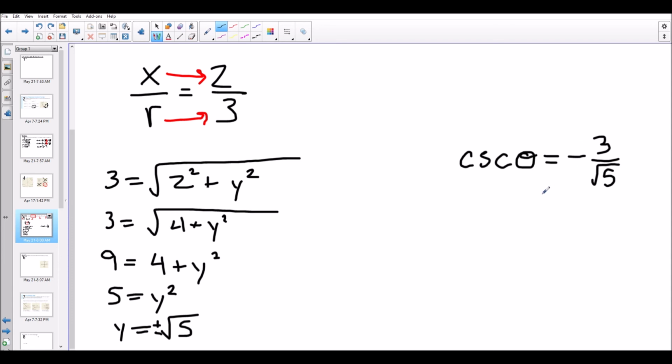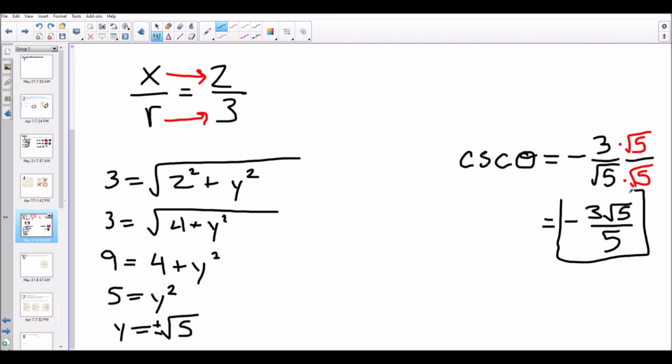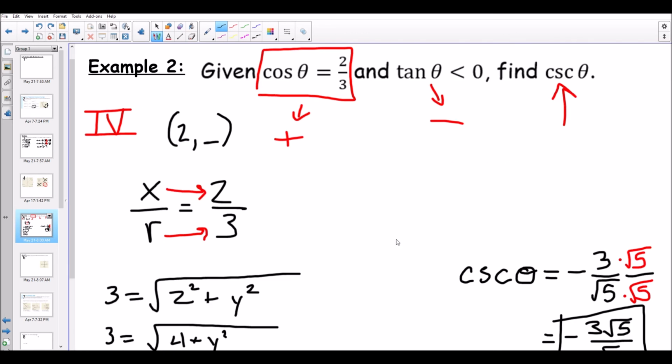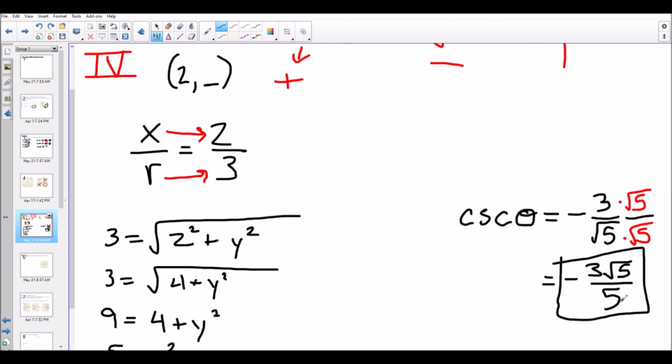And the only step that we have left here is to rationalize. We've got to multiply the numerator and denominator by the square root of 5, and that will lead us to the solution we are looking for. So 3 times the square root of 5 is going to be 3 square root of 5, and then the square root of 5 times the square root of 5 is the square root of 25, which is just 5. And that's our solution for example 2, negative 3 square root of 5 over 5 for the cosecant.